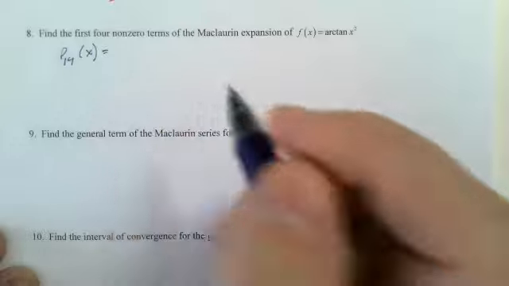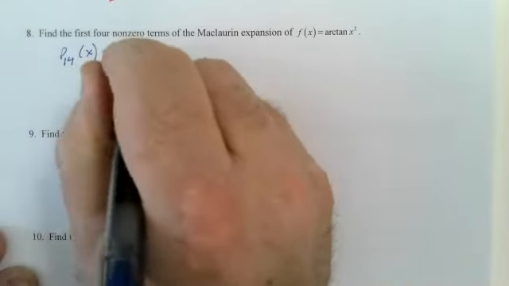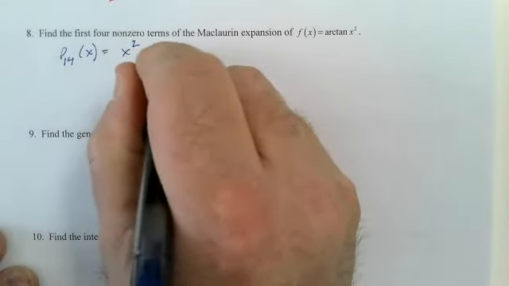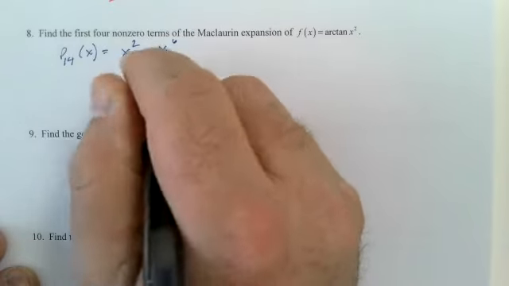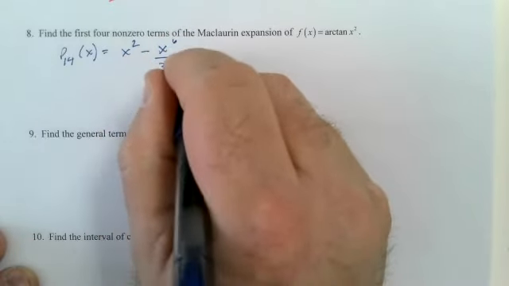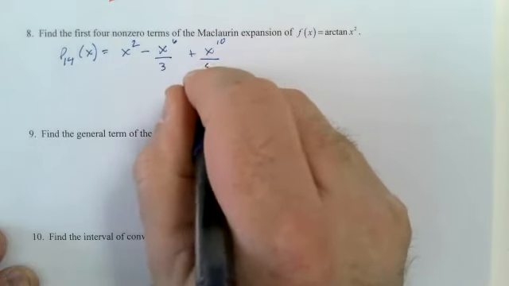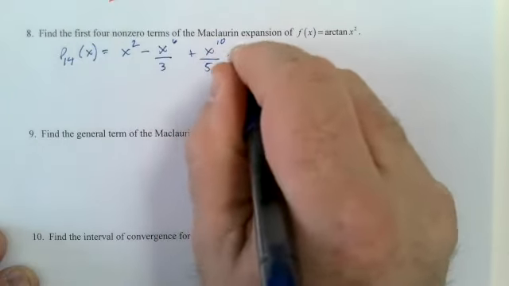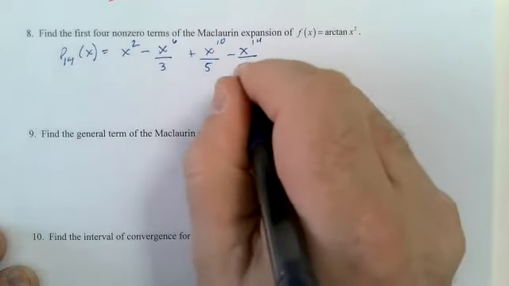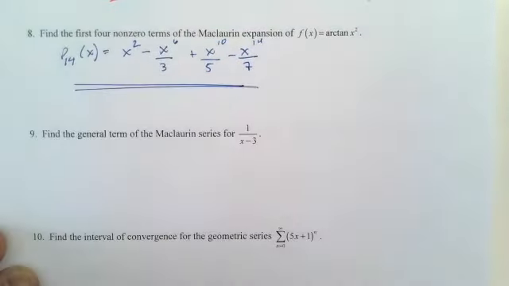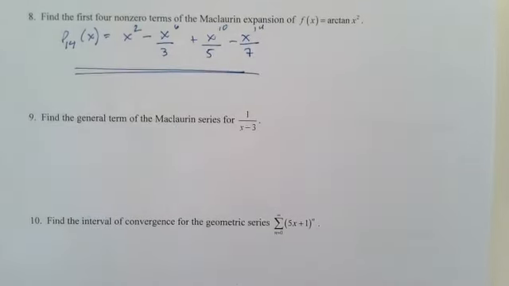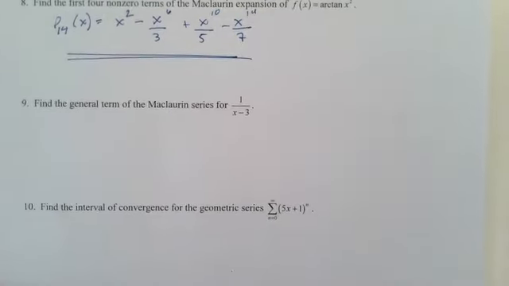So instead of x, we plug in x squared. x squared minus x to the sixth over 3 plus x to the 10th over 5 minus x to the 14th over 7. Find the general term of the Maclaurin series for 1 over x minus 3.